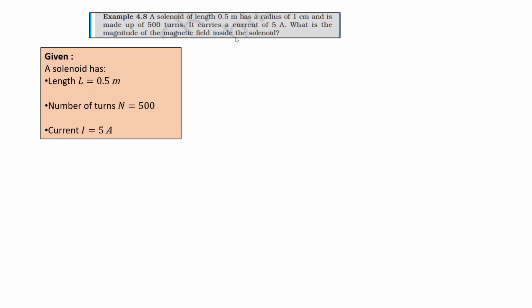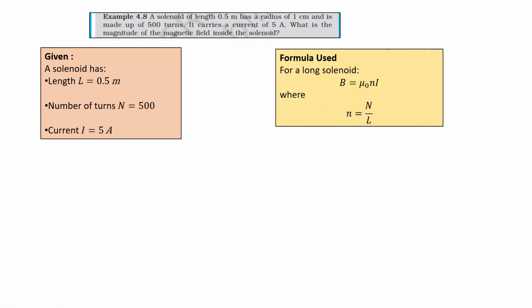First, we'll see what are the given values. Length of the solenoid is given, number of turns is given, and the current which flows through the solenoid is also given. Okay. What is the expression for magnetic field along the solenoid? That is B equal to mu 0 n.